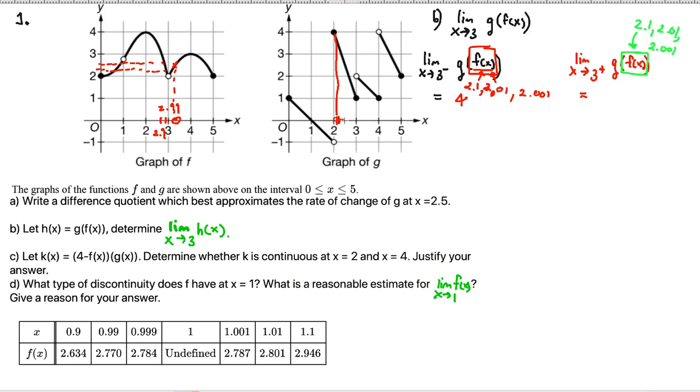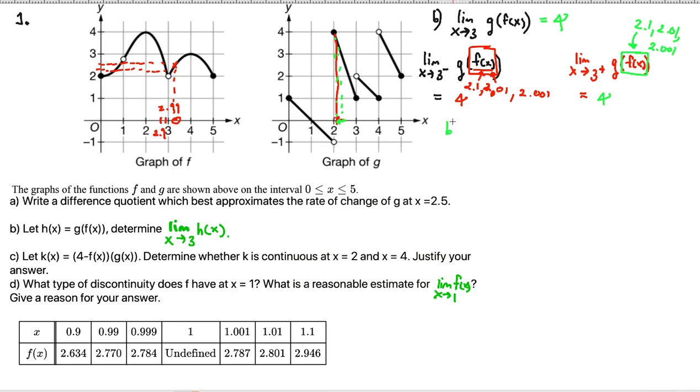So from above 2 is over here again, and you're getting closer and closer to 2 from above 2, and you get 4 again. So the left hand limit equals the right hand limit, and we have that this is equal to 4. Now I'm going to do another example.